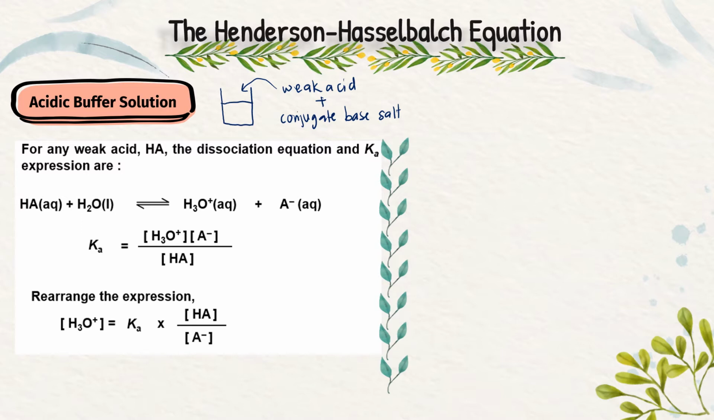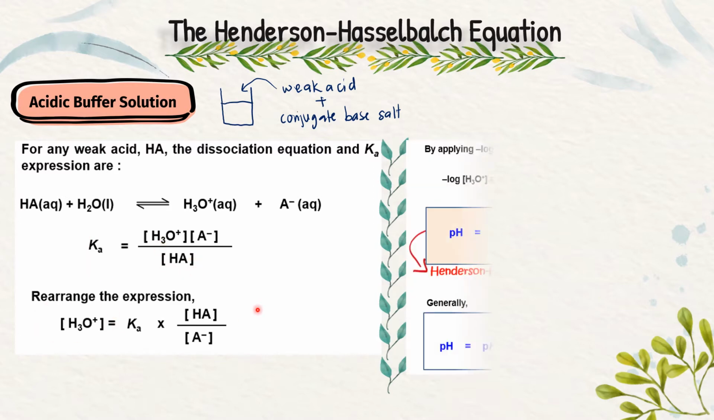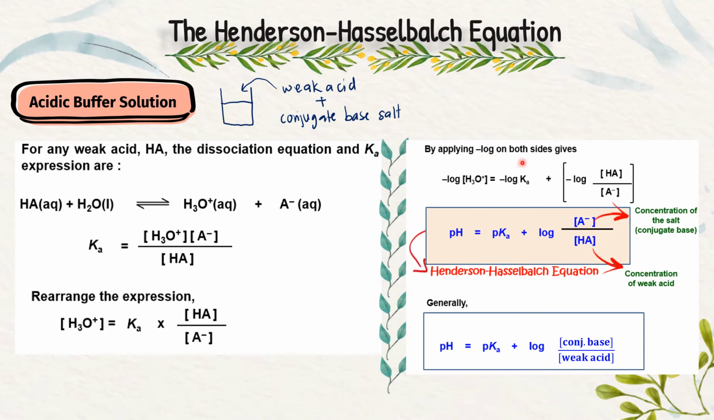for any weak acid HA, the dissociation equation and Ka expression is as given here. This is the dissociation equation, this is the Ka expression. From this Ka expression, kita rearrange the equation. We get concentration H3O+ equals Ka times concentration of HA over A-. Kita letak H3O+ dekat sebelah kiri. Now, by applying negative log on both sides, kita akan dapat kita punya Henderson-Hasselbalch equation dekat sini.